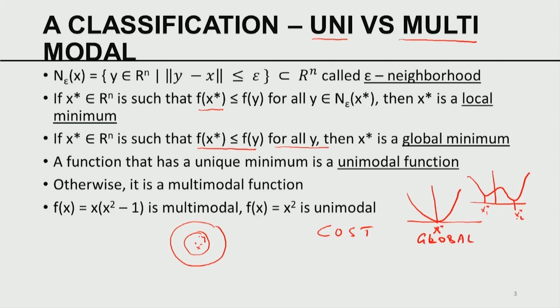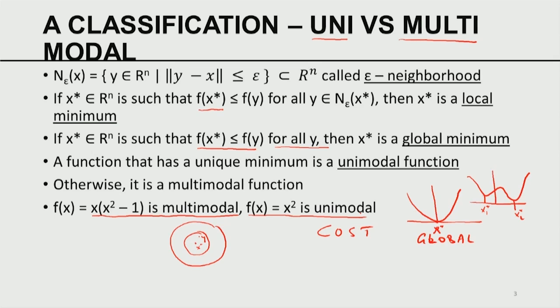Here, this point x2 is a global minimum, x1 is a local minimum. There are multiple minima. A function that has a unique minimum is called a unimodal function, otherwise it is called a multimodal function. The function x times (x square minus 1) is multimodal, the function x square is unimodal. I would very strongly encourage you to plot these functions and see where the minimum occurs, where the maximum occurs. If a function is multimodal, there will be multiple minima and multiple maxima too.